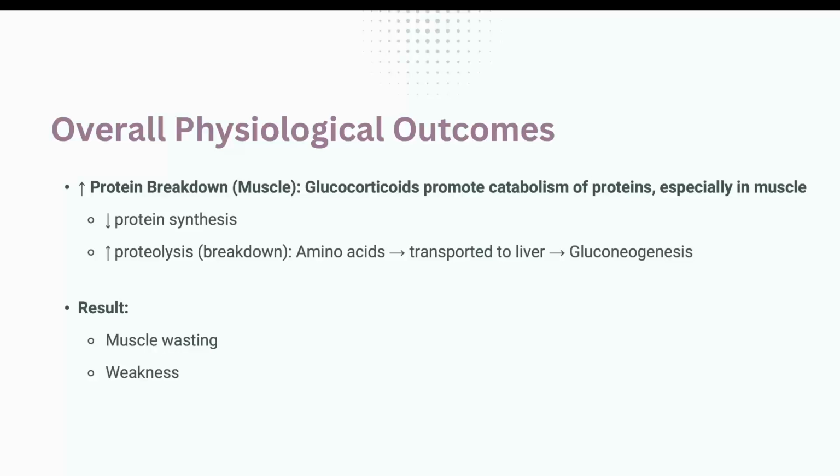Increasing protein breakdown with time leads to muscle wasting. That individual appears very weak, appears fatigued all the time, and cannot tolerate heavy loads, for example, cannot pick up heavy loads. This is because of the decrease in the size of the muscle.